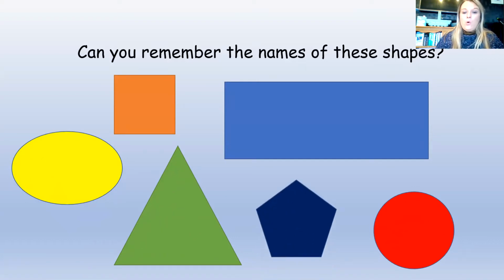And we've got one more. Can you remember the name of this one? This is a pentagon. Pentagons have got 1, 2, 3, 4, 5 sides to them. And if we remember, the top looks a little bit like a pen, and that's how I remember it's called a pentagon. Well done, everybody.